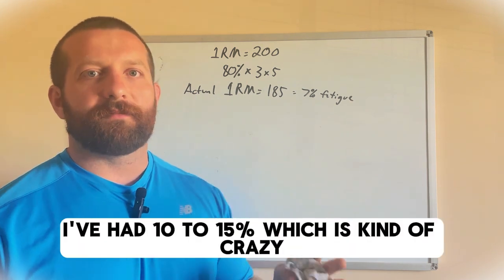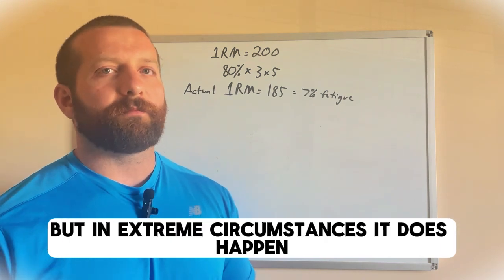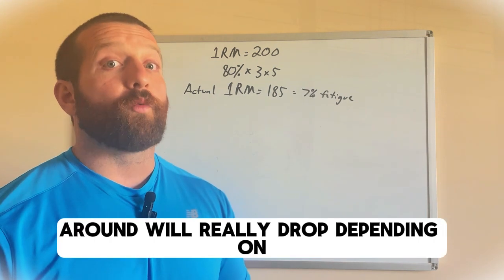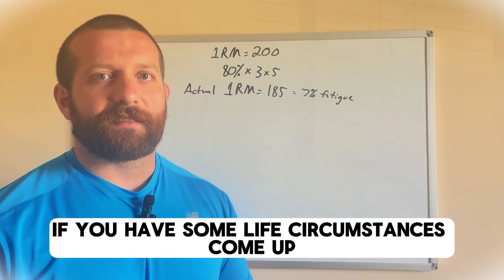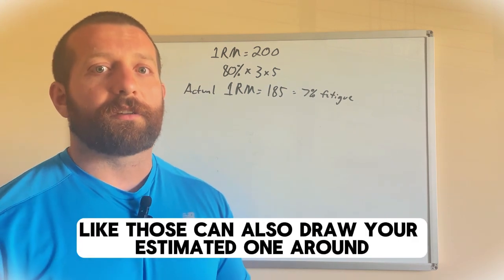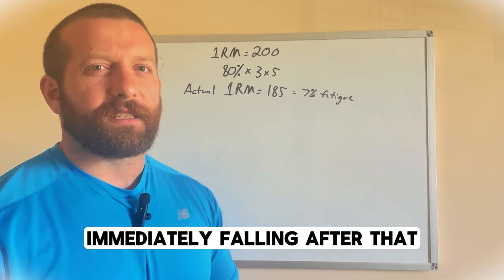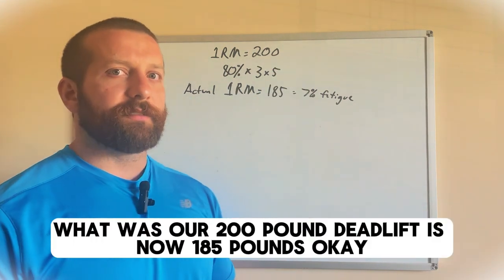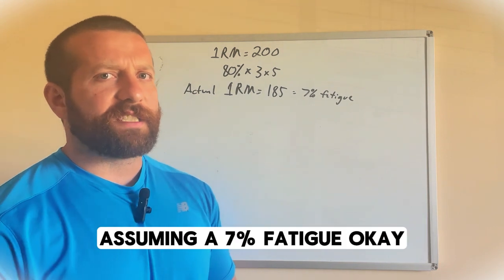I've had 10 to 15%, which is kind of crazy, but in extreme circumstances, it does happen. So that estimated 1 RM will really drop depending on if you have some life circumstances come up, or if you have big lifts. Those can also draw your estimated 1 RM, your readiness, down immediately following that. So now what was our 200-pound deadlift is now 185 pounds, assuming a 7% fatigue.